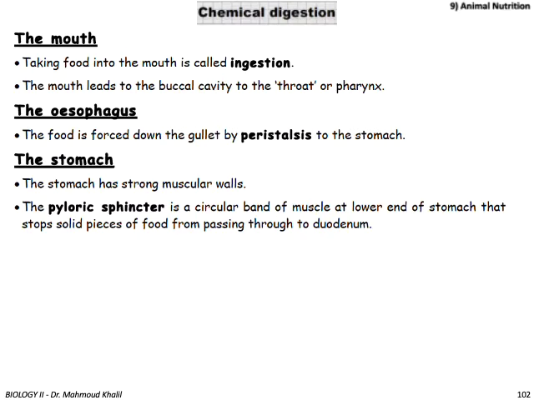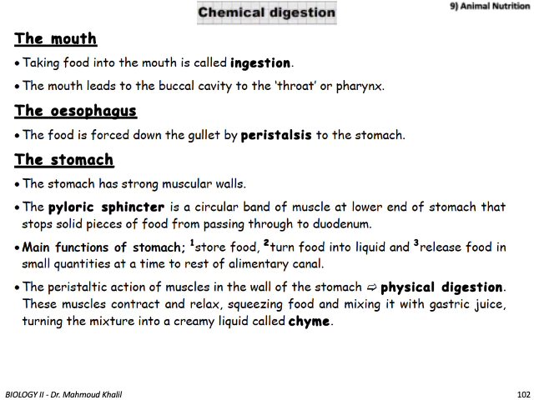Followed by the esophagus, the food is forced down the gullet by peristalsis to the stomach. The stomach has strong muscle walls, as we said before. There is the pyloric sphincter muscle, which is a circular band of muscle at the lower end of the stomach that stops solid pieces of food from passing into the duodenum. The main function of the stomach is actually three functions: store food, turn food into liquid, and release food in small quantities at a time to the rest of the alimentary canal.